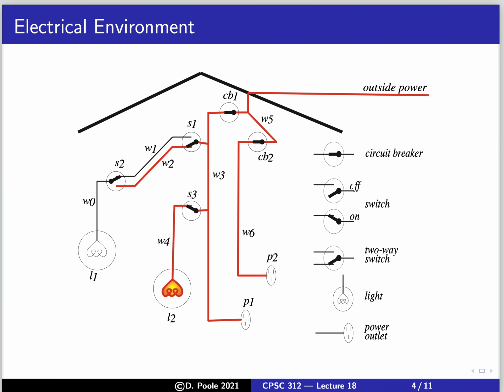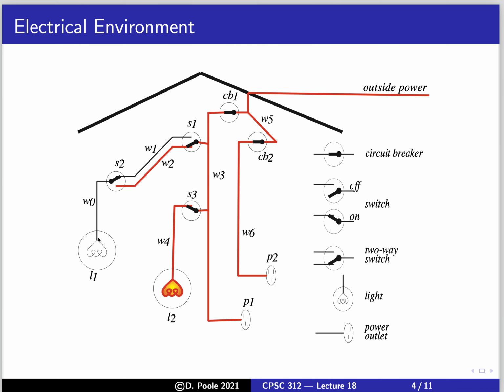We're going to call this the electrical environment. In here we have an outside power, and it goes into circuit breakers. And then in circuit breakers, these red things here are wires. And the wires go into switches, and the switch goes either up or down. If it's down and there's power in that, then there's going to be power in W2. Switch S2 then switches between wires W1 and W2. If it's up, it's connected to W1. If it's down, it's connected to W2.